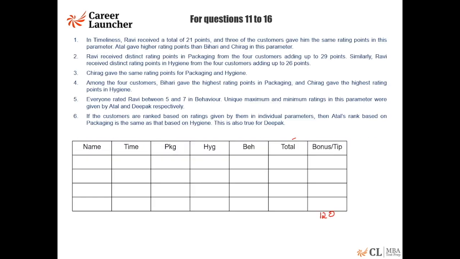So let's start filling up the data. Okay. So these are 4 people, A, B, C, D. In timeliness, Ravi received a total of 21 points.